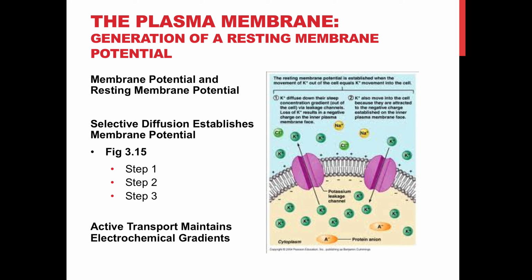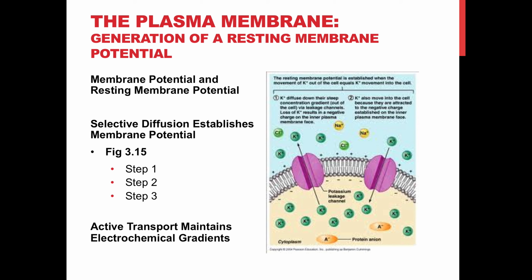Many kinds of ions are found both inside cells and in the extracellular fluid, but the resting membrane potential is determined mainly by the concentration gradient of potassium, which is a positive ion, like sodium, and by the differential permeability of the plasma membrane to potassium and other ions. Figure 3.15 is really good to look at for this. Actually, the figure in the PowerPoint is pretty similar, so you can check that out.